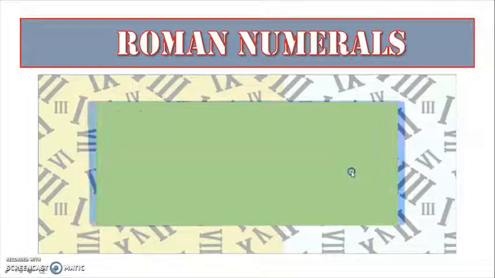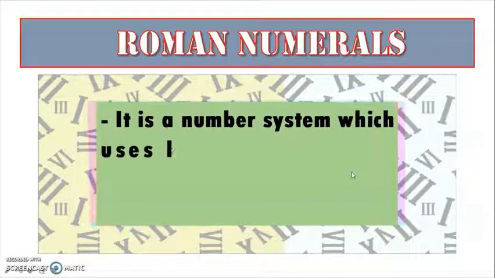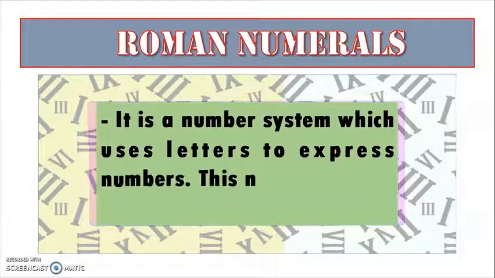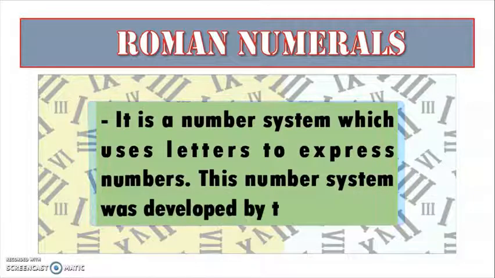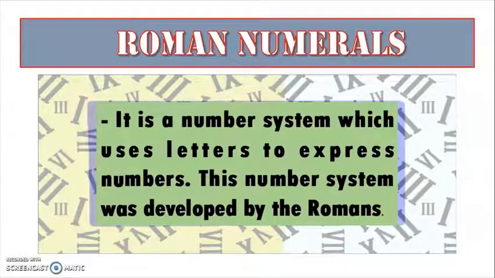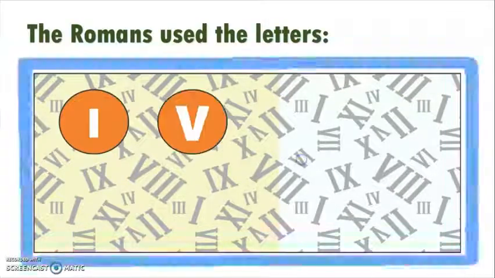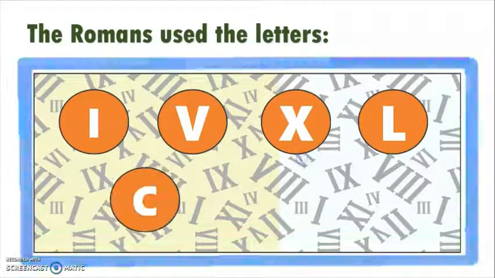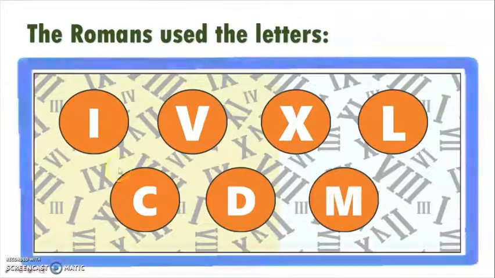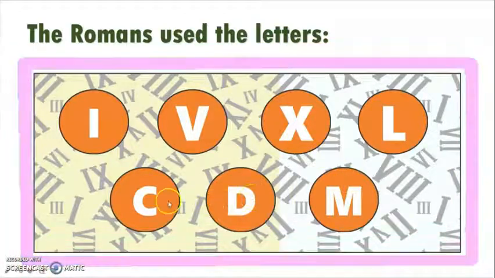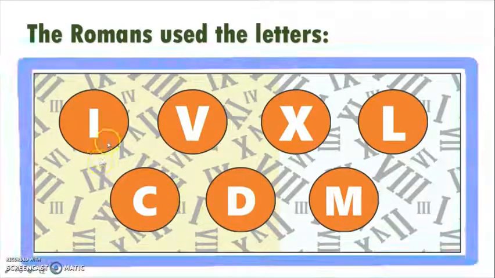However, what are Roman numerals? It is a number system which uses letters to express numbers. This number system was developed by the Romans. So instead of 1, 2, 3, 4, 5, 6, 7, 8, 9, 10, the Hindu-Arabic numbers, we are using letters to express numbers. So what are these letters? The Romans used the letters I, V, X, L, C, D, and M. So these 7 letters are commonly used in Roman numerals.